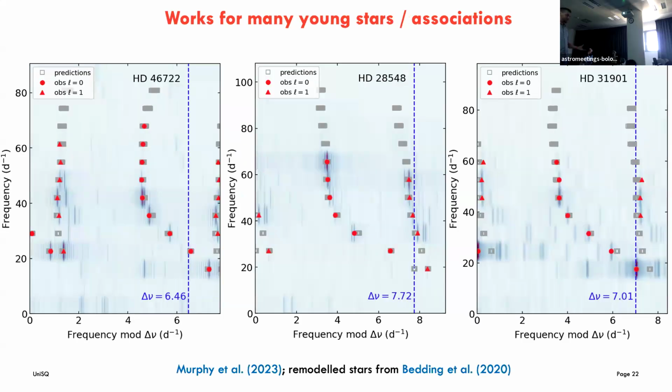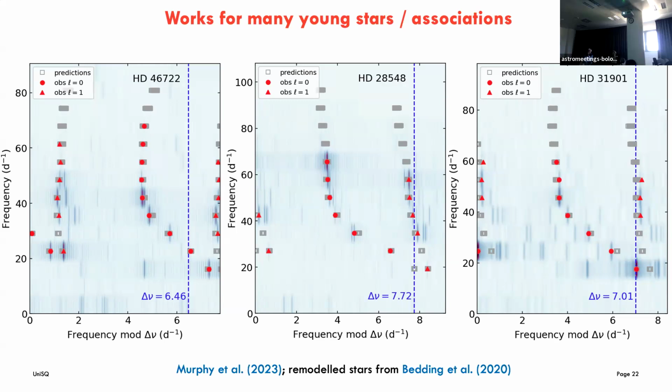And this works for many young stars and associations. This isn't just an isolated case that applies for one star. Here are 3 other stars. These were first found in Tim Bedding's Nature paper. I remodeled them last year. And so we can get masses, ages, metallicities for lots of different stars.